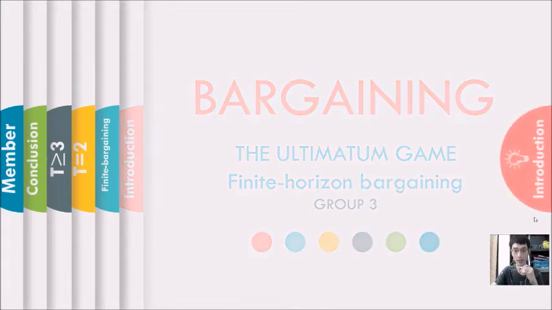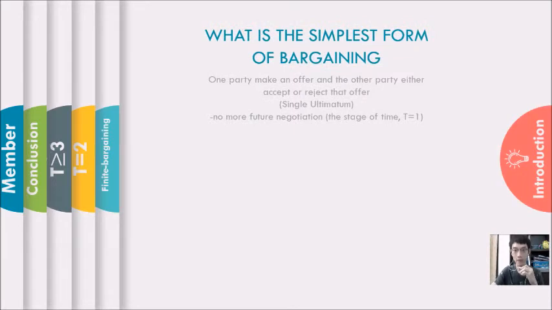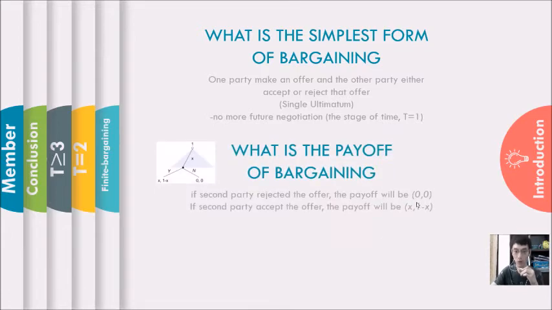So actually, what is the ultimatum game? The ultimatum game is the simplest form of bargaining. One party makes an offer and the other party either accepts or rejects the offer. For player 2, there is no more future negotiation with player 1. It means that the number of stages is only 1. To make it easy, we can look at this picture.